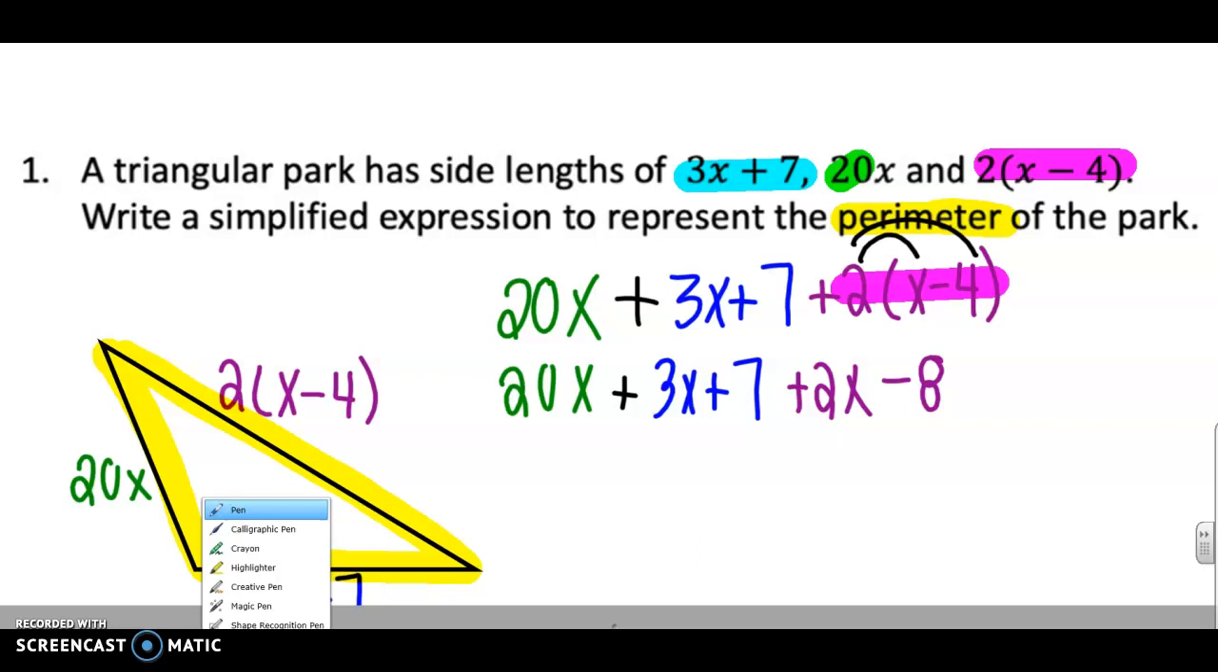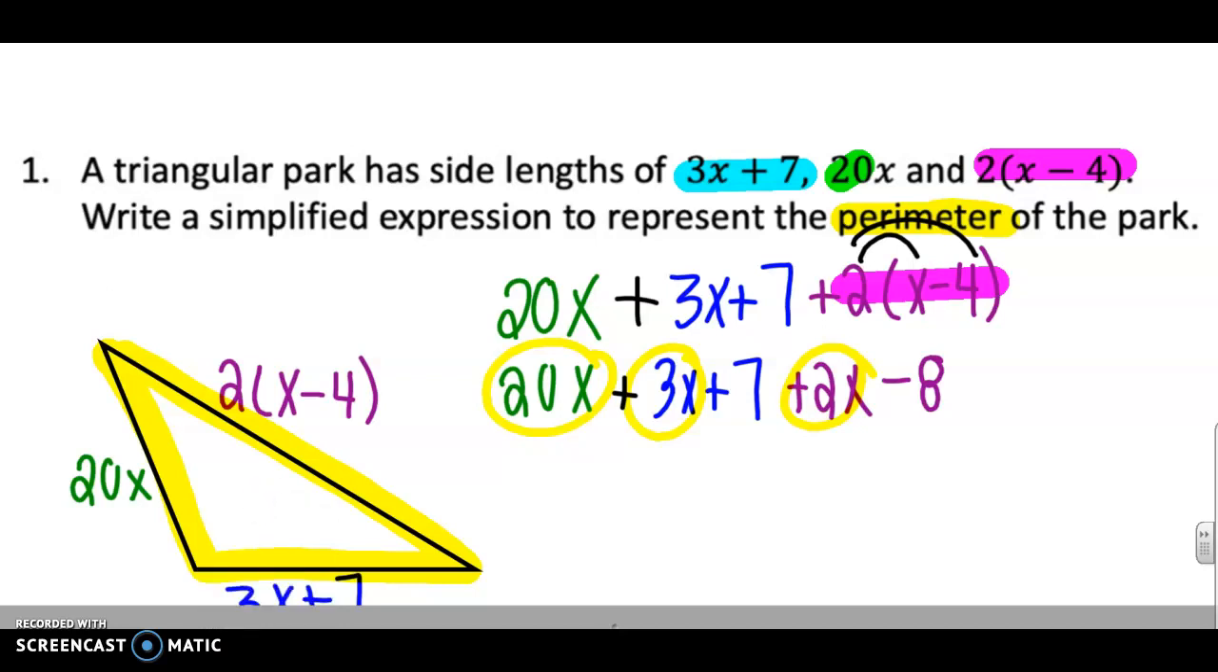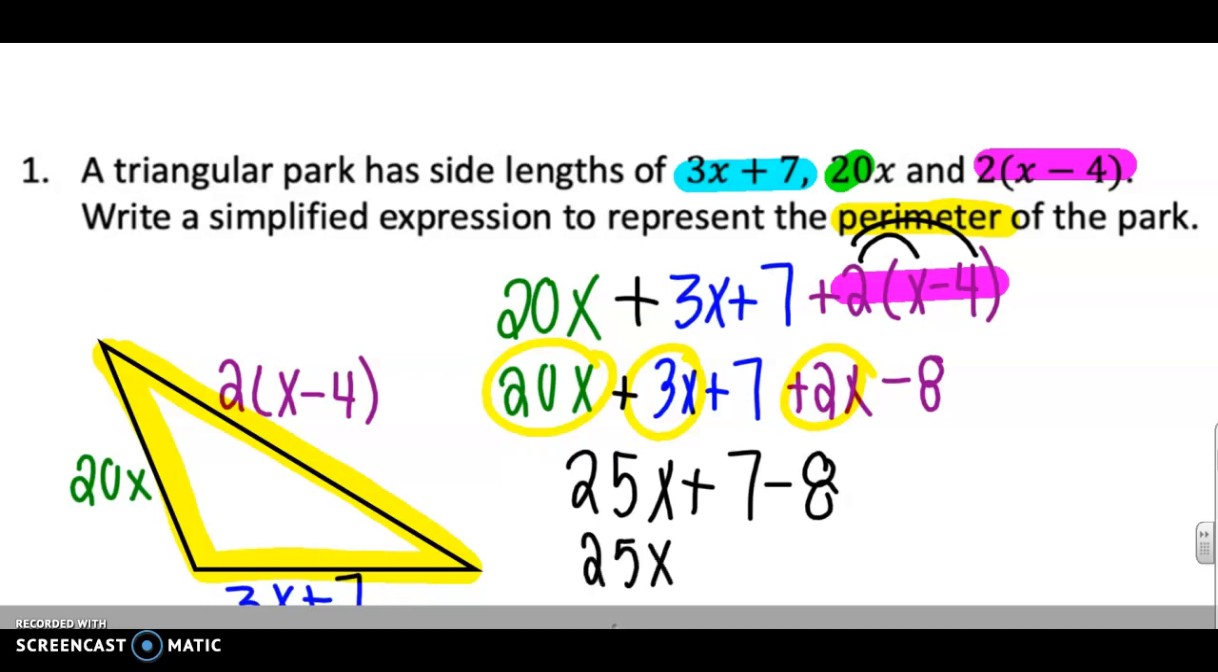Now that we've done that, we can go through and combine like terms. So I'm going to circle all of my x terms. Let's combine these. 20x plus 3x is 23x. But we're not done. We have 2 more x down here. So we have 25x plus 7 minus 8. All right, we don't have any more x terms, so we could just bring this down. Now we need to do, what is 7 minus 8? Negative 1. And so the simplified expression that represents the perimeter is 25x minus 1.